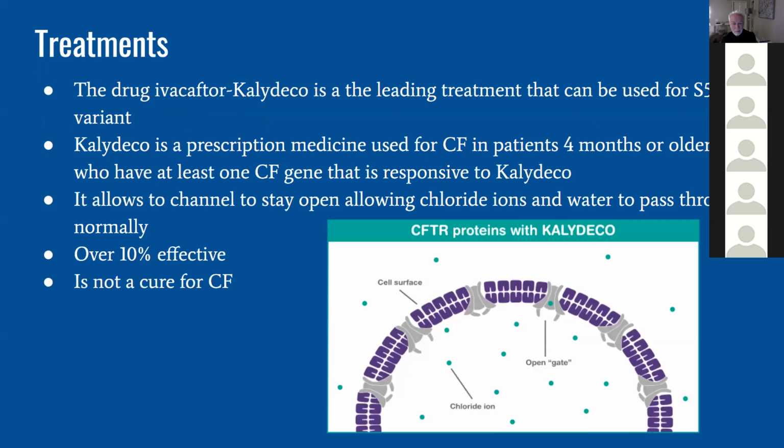And then a treatment for this variant is Kalydeco, or ivacaftor, I can't say it, and it's the leading treatment. Kalydeco is a prescription medicine used for cystic fibrosis in patients 4 months or older. And it allows the channels to stay open, allowing chloride ions and water to pass through. It's found to be 10% effective, but it is not specifically a cure for cystic fibrosis.